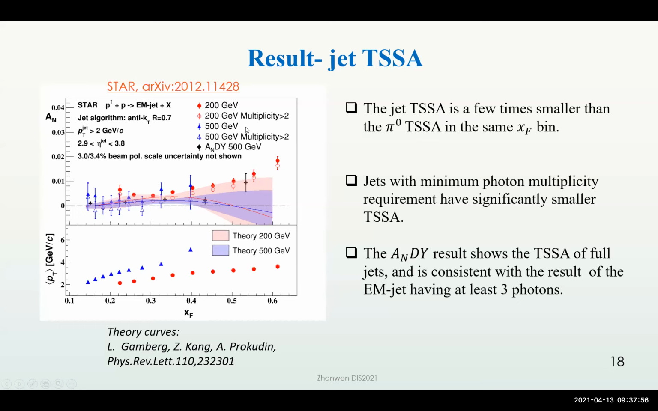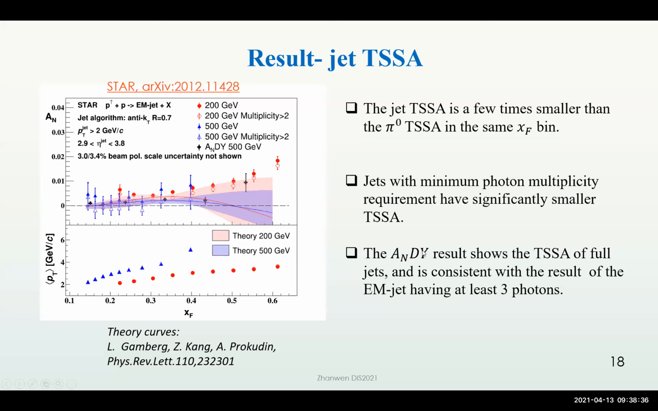We also separate the jets into two types: one with a multiplicity requirement, meaning the photon number is larger than 2, and the other without this requirement. We do this because if we have two photons, it might be a pion, like the isolated pions, which have very high AN. We want to isolate them and see what happens. Clearly, the AN drops after we exclude these high-AN isolated pions. That's why we separate them into two types.